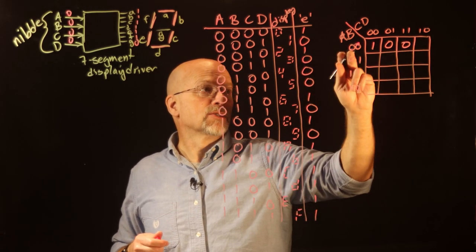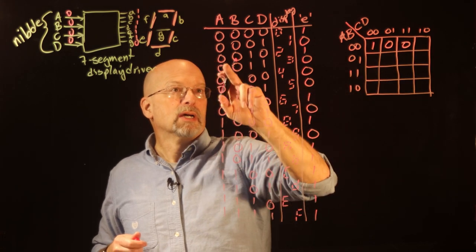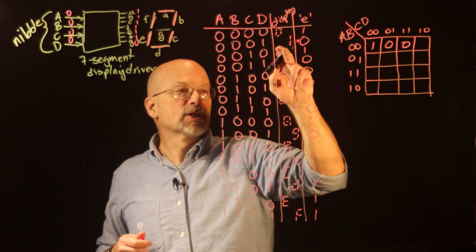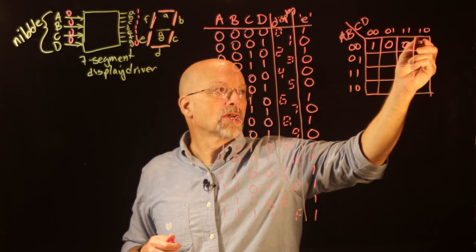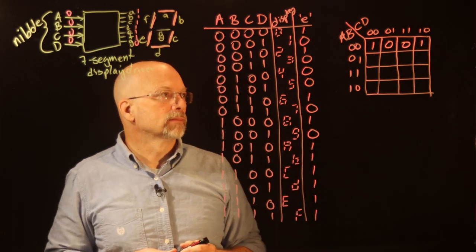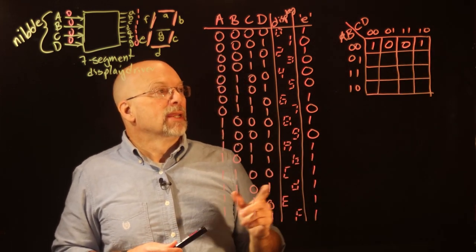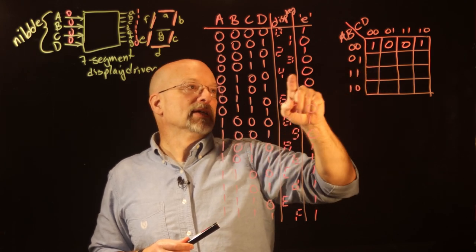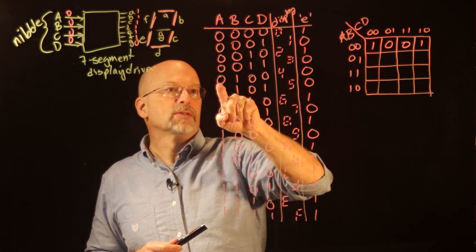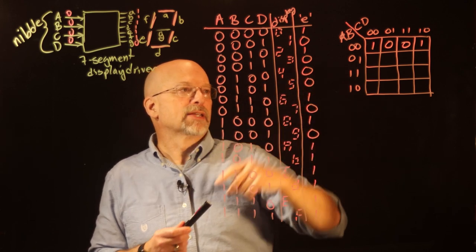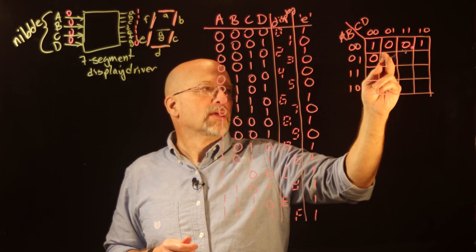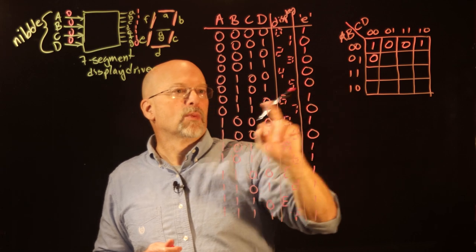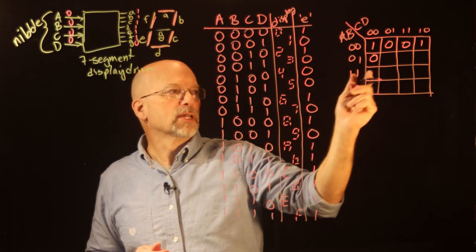This cell right here, 0010, brings us back up to the third row that we had skipped over. We got a 1 in that one. All right. Now, this cell right here is 0100, that has a 0 in it. This cell right here, 0101, has a 0 in it.